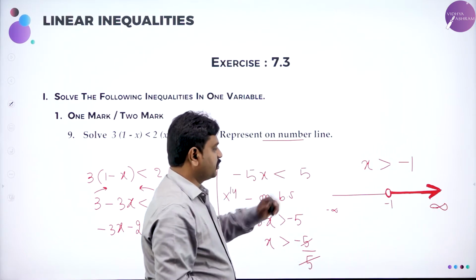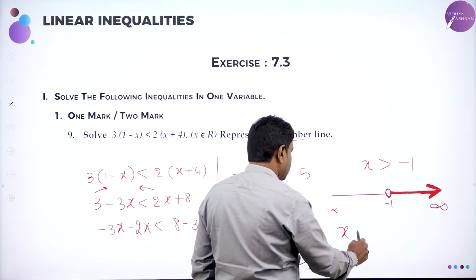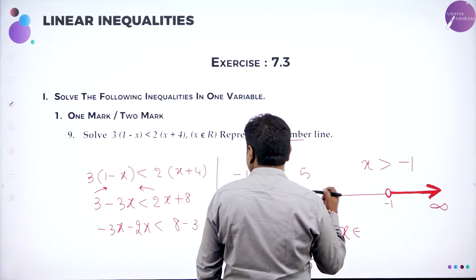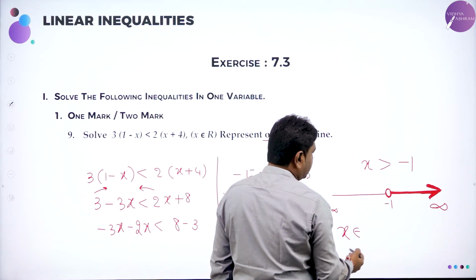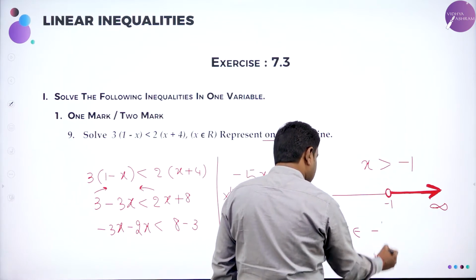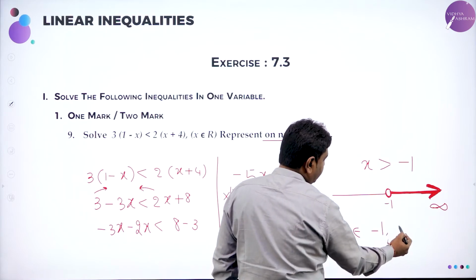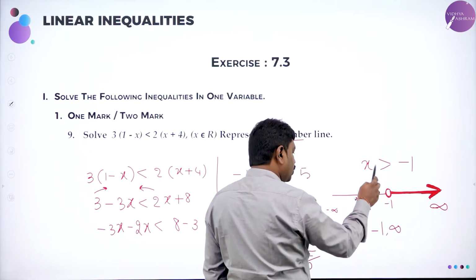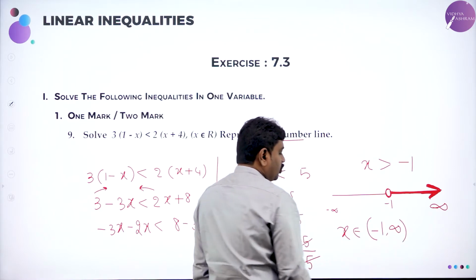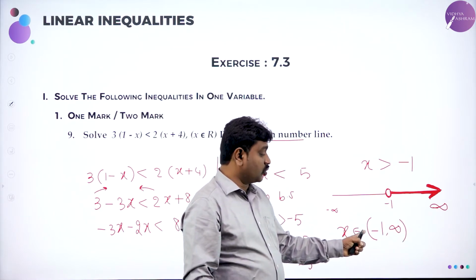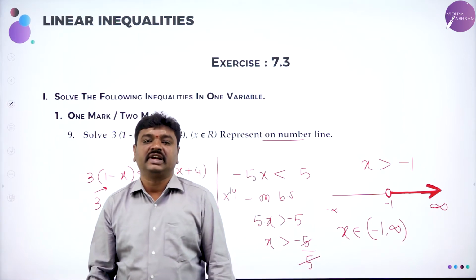So this is a number line representation, and real number means x belongs to... They told we got the solution. What is the solution? x is strictly greater than minus 1. So from minus 1 till where? Till positive infinity. Strictly greater than means I should not include 1, so open interval. We read this as x belongs to the open interval minus 1 to infinity.